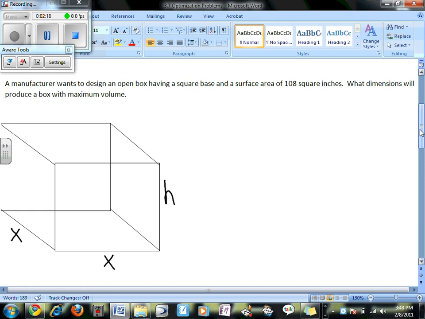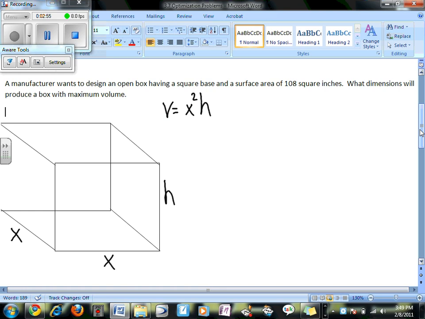Okay, so we drew our picture. Now we need to determine what we are going to maximize or minimize. If you read the last sentence, what dimensions will produce a box with a maximum volume? So we're maximizing our volume, and we need to write an equation for volume. And remember, volume of any type of shape is the area of your base times your height. The area of my base is x by x, so x times x is x squared, multiplied by my height, which is h. So there's our primary equation.